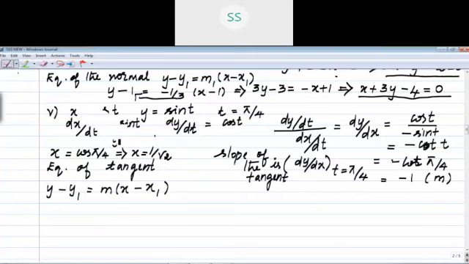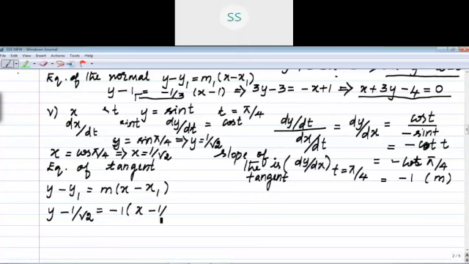y is equal to sin t, that is sin pi by 4, which implies y is equal to 1 by root 2, right? What are the things we want? We found it, right? Now, y minus 1 by root 2, your slope is minus 1, then x minus 1 by root 2. We are going to simplify, right?